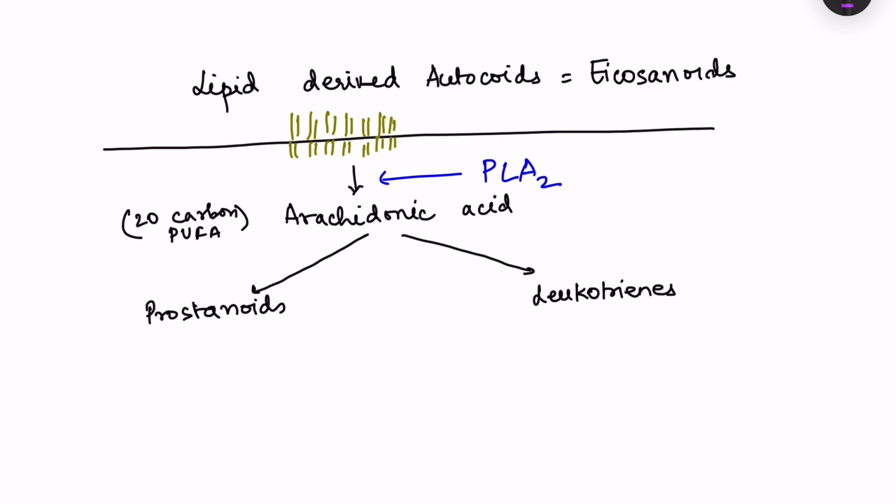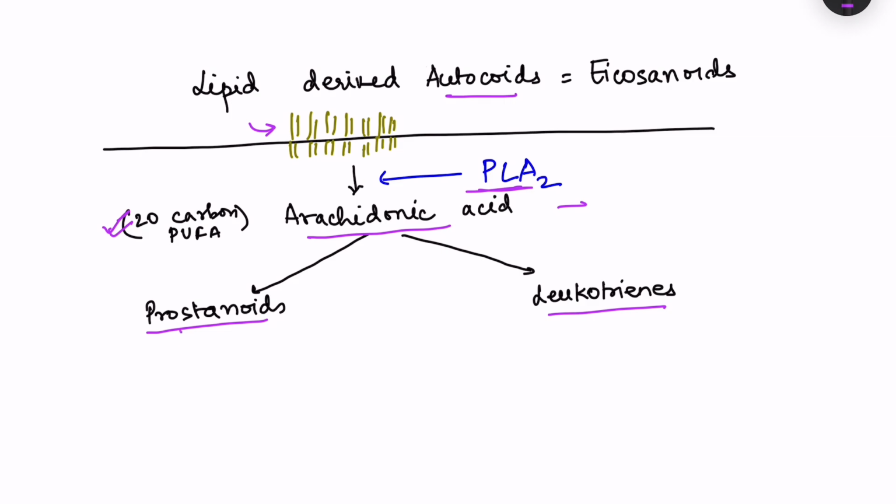Eicosanoids are autocoids, that is, local hormones derived from essential lipids, especially the 20 carbon atom lipids that have 3, 4 or 5 double bonds. The main lipid amongst these is arachidonic acid. Arachidonic acid is released when the enzyme phospholipase A2 acts on membrane lipids, and then different enzymes act on it and lead to the production of either prostanoids or leukotrienes.